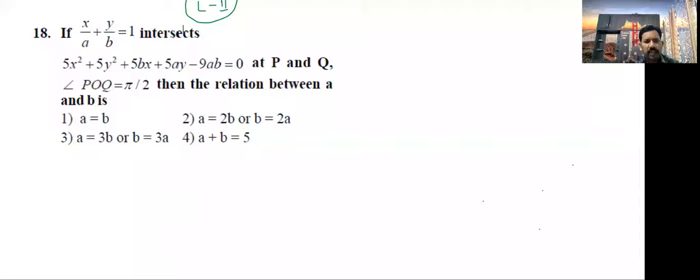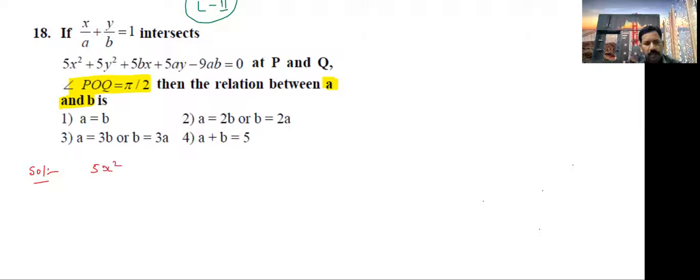Students, this is a level 2 problem. Okay, 18th question. See what the question gives. Here also they have given that the angle between the pair of lines is 90 degrees. Then find the relation between a and b. So take the pair of lines first, homogenizing the non-homogeneous equation with the help of the straight line.